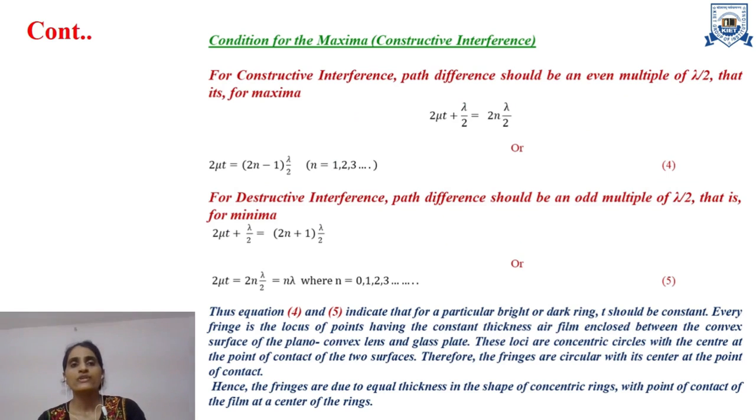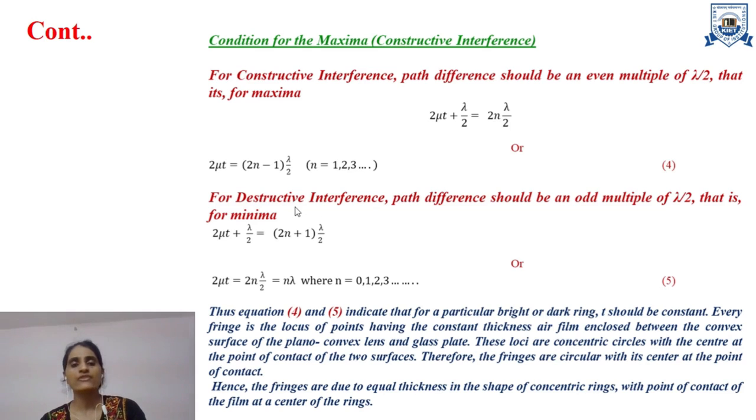So if I want to give the condition for constructive and destructive interference pattern, for constructive interference pattern, the path difference should be an even multiple of lambda by 2. That is 2 mu t plus lambda by 2 is equal to 2n lambda by 2. That is 2 mu t is equal to (2n minus 1) lambda by 2, where n goes from 1, 2, 3 and so on. That is equation number 4.